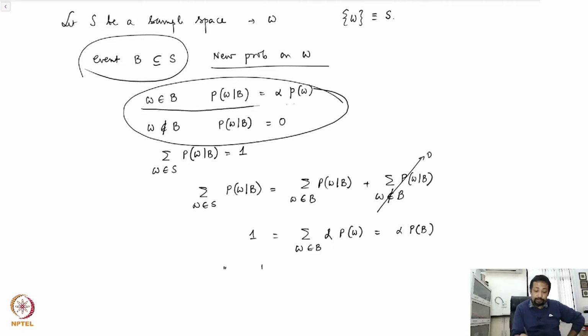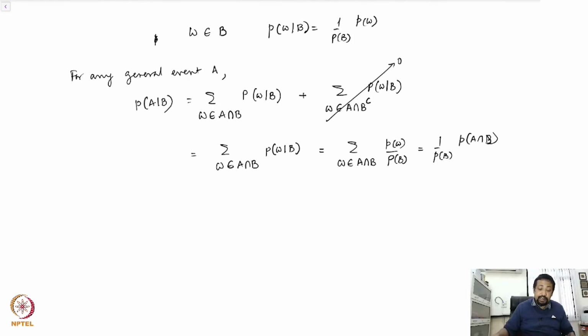said that if omega belongs to B, then this must be a renormalized probability with alpha times P omega. If omega does not belong to B, then that probability is 0. So then we use the normalization condition. If omega belongs to S, P omega given B must be equal to 1. And once you have the normalization condition, you can expand this as either the outcome omega belongs to B, or the outcome does not belong to B. If the outcome doesn't belong to B, then the probability associated with it is 0, right? So therefore the left hand side is 1, and that gives you the normalization.